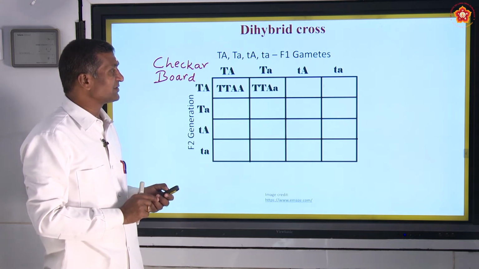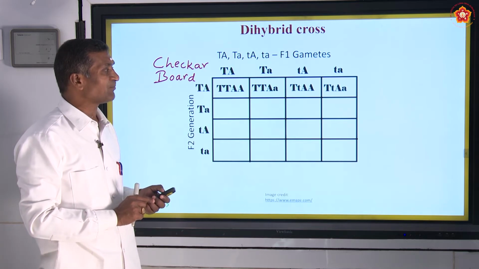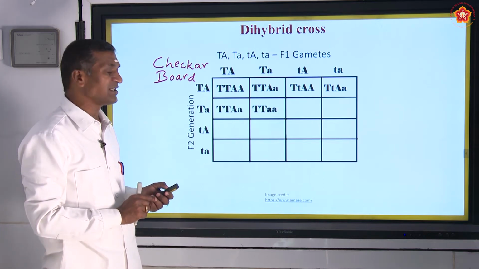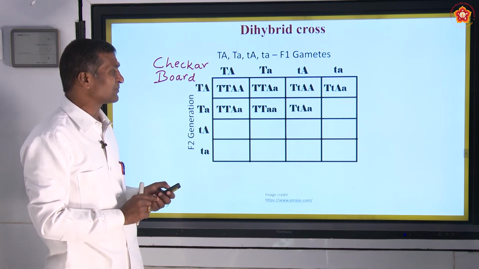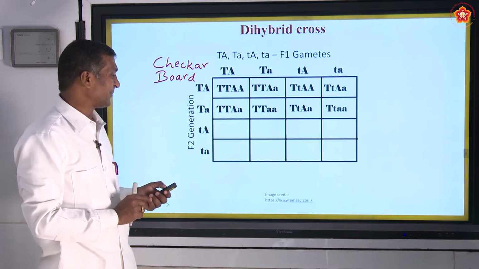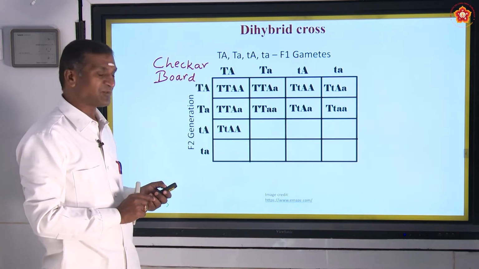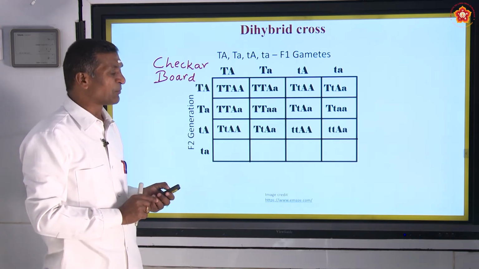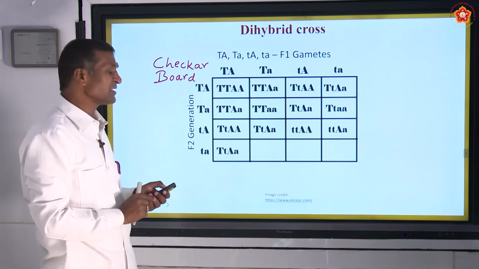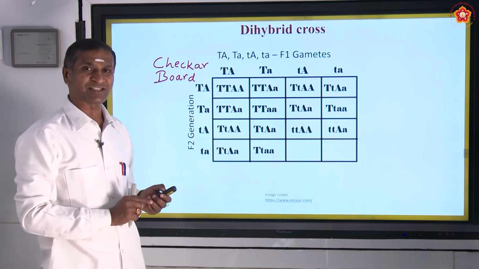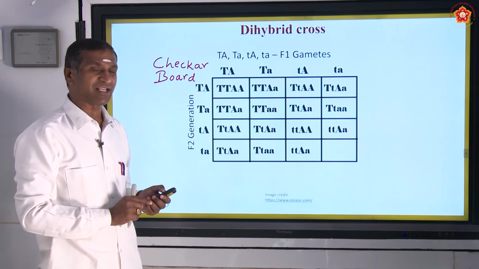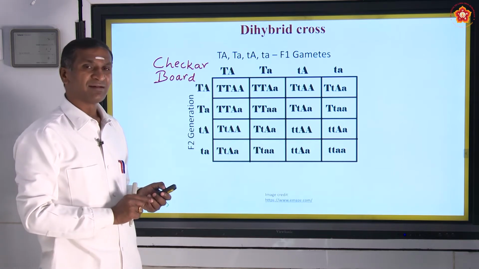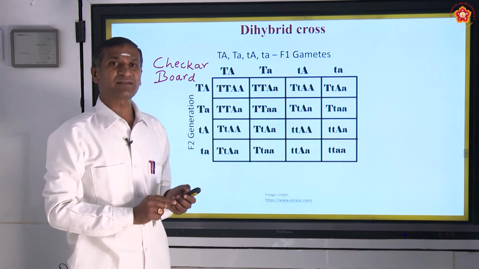Filling the checkerboard, we get combinations such as capital T capital T capital A capital A, capital T small t capital A capital A, capital T small t capital A small a, and so on through all the boxes, down to small t small t small a small a. So, these are the varieties of the seeds that were produced.